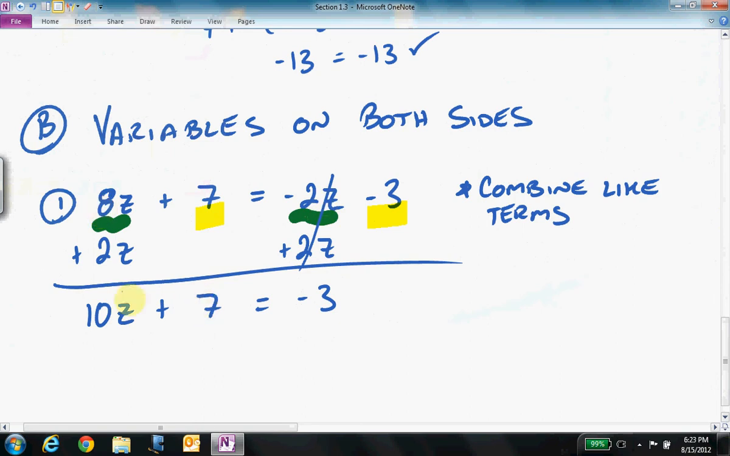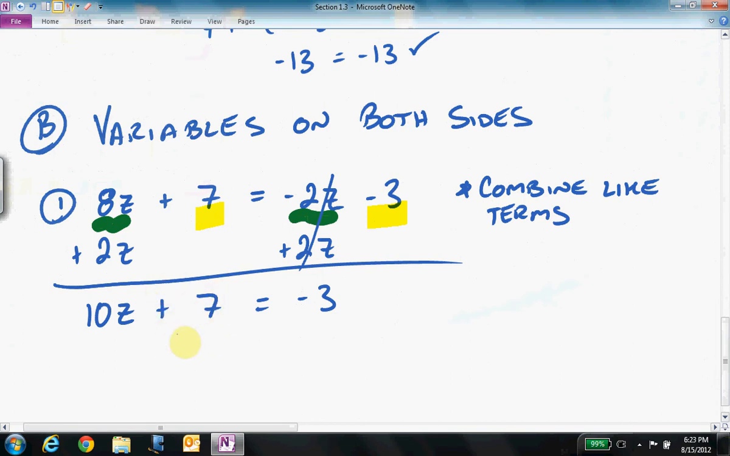Now I need to start getting the numbers away from the left side of the equation, because now we only have one variable, right? So I've got a 7 on this side and a 10 I need to remove. So I'm going to start, remember I said if you can add or subtract, do that first before you multiply or divide.